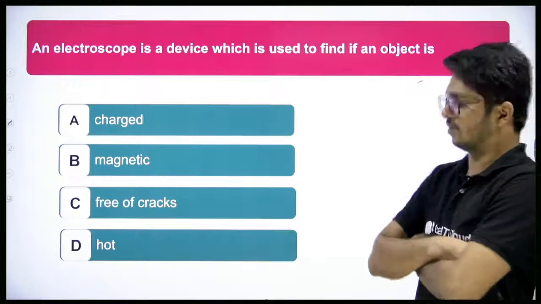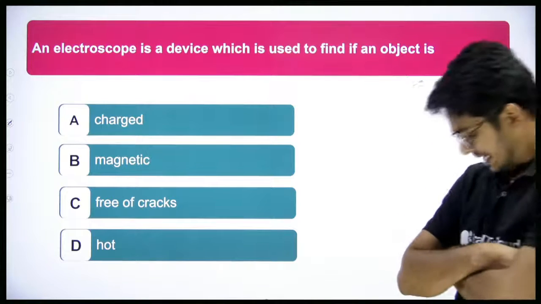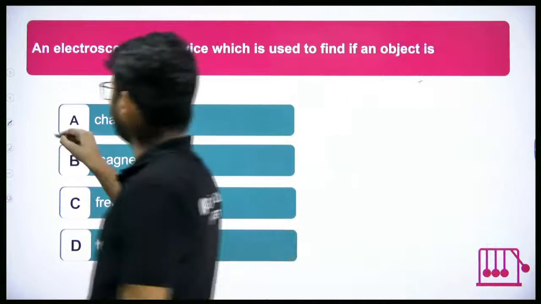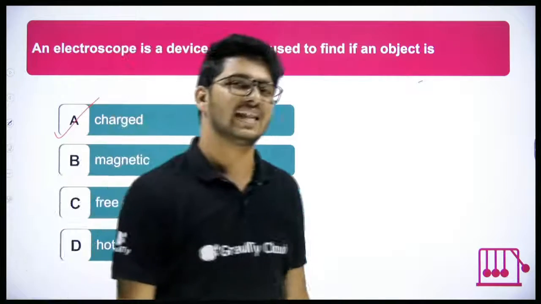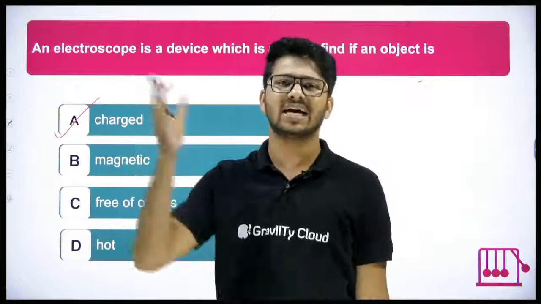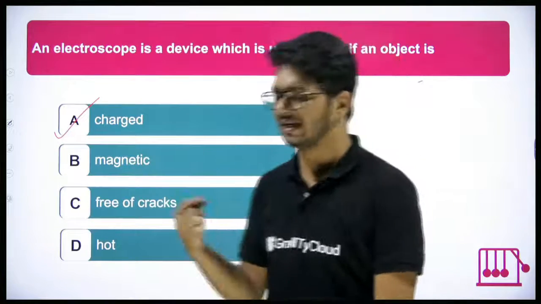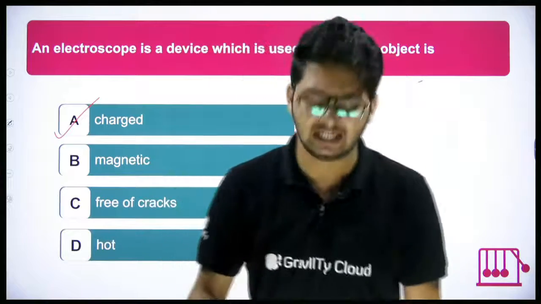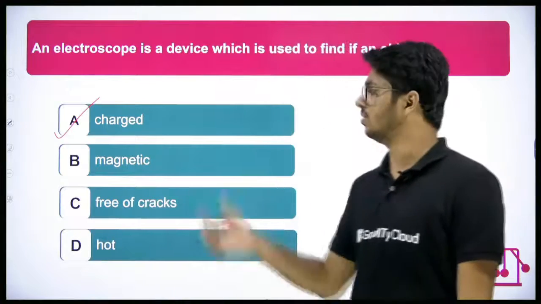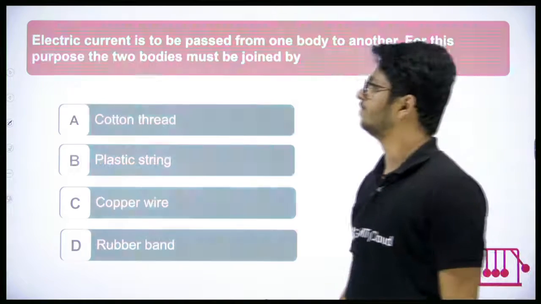5 seconds more. And the correct answer is option A, charged. An electroscope, electro will refer to current or charges. So an electroscope is a device used to detect or find whether a body is charged or not. Option A. Good? Okay. Next.